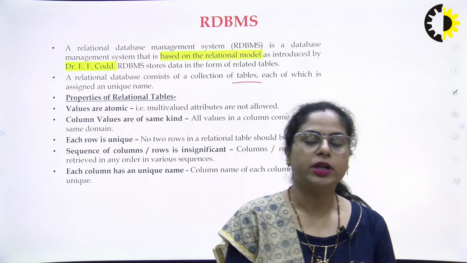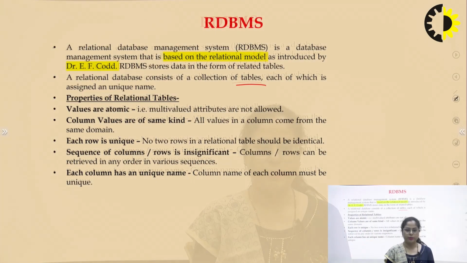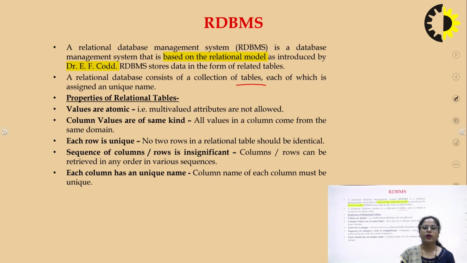There are some properties of the relational tables. The first property is that values are atomic. The values used in the tables of the relational data model will be atomic. Multi-value attributes are not allowed. Only atomic values will be there in the relational data model. The second is that column values are of the same kind. All values in a column come from the same domain.